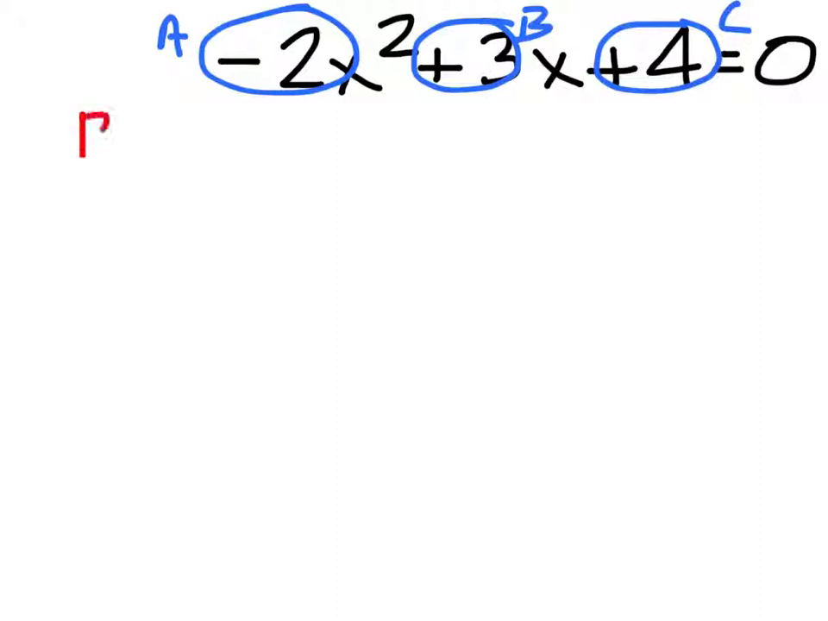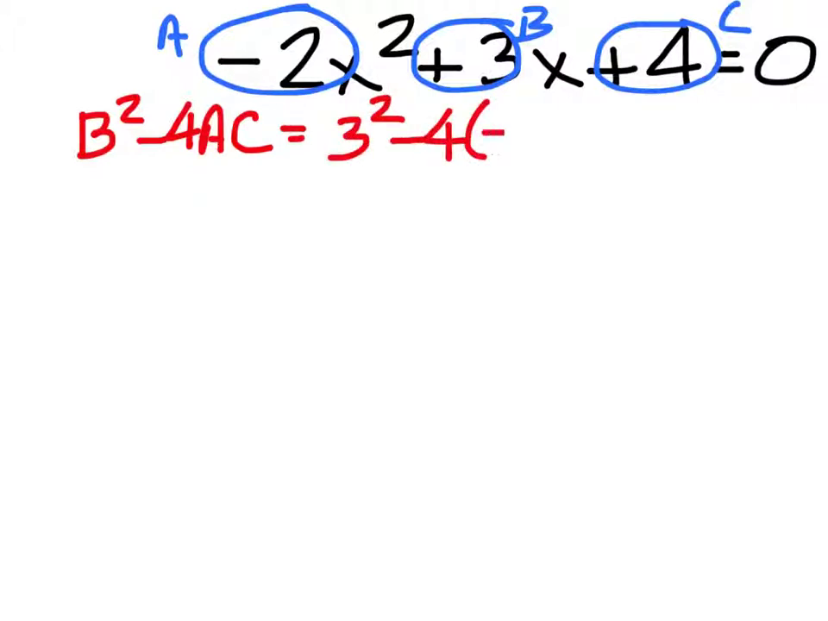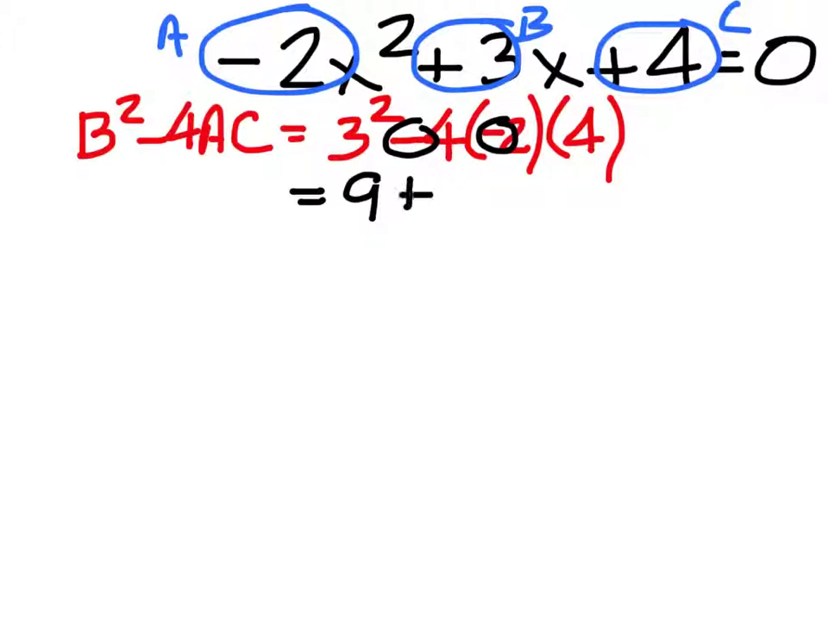Your discriminant is b squared minus 4ac. So plug in a 3, square it, minus 4 times the a, which is negative 2, and times the c, which is 4. Now simplify that. You have 9 and a double negative in here, so it's going to be plus. 4 times 2 is 8, and 8 times 4 is 32. So we end up with 41. That means the answer is going to be real. It's 0 or higher.